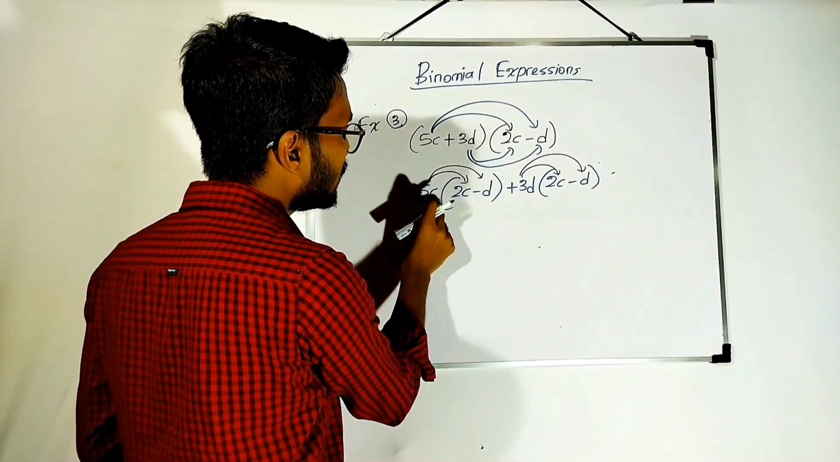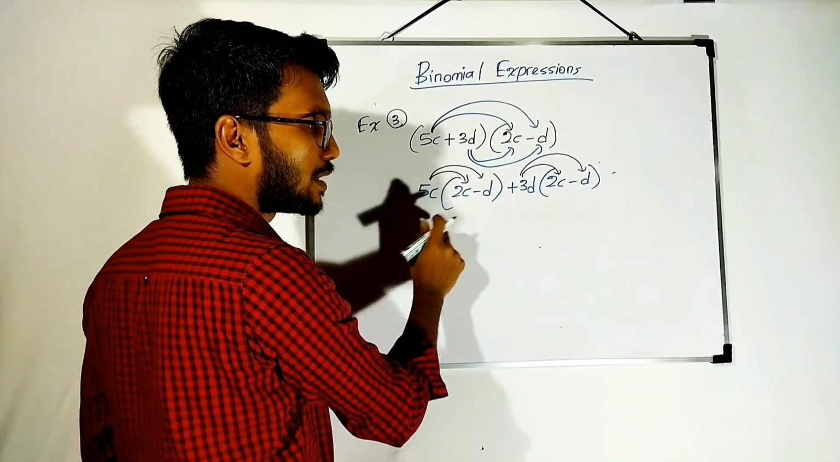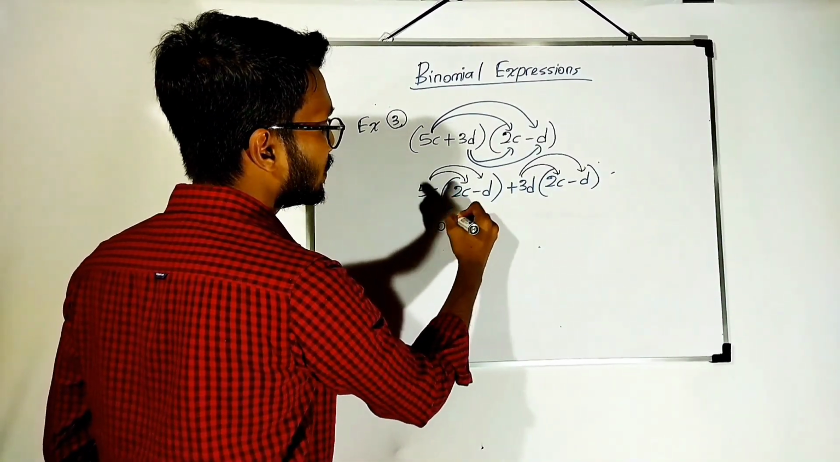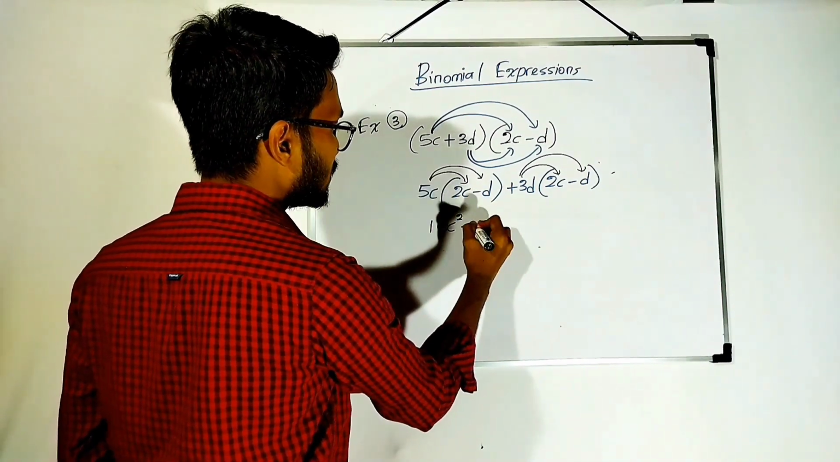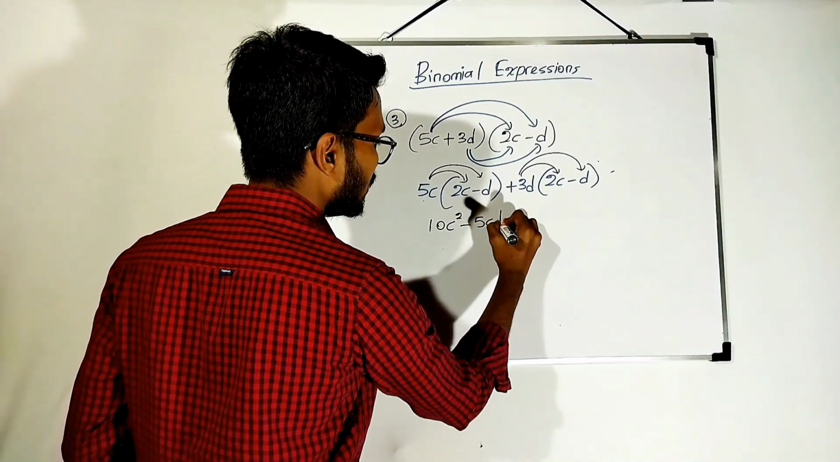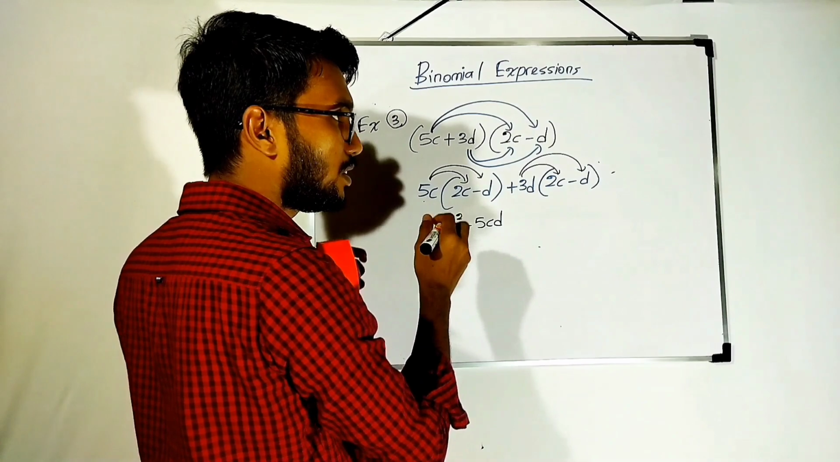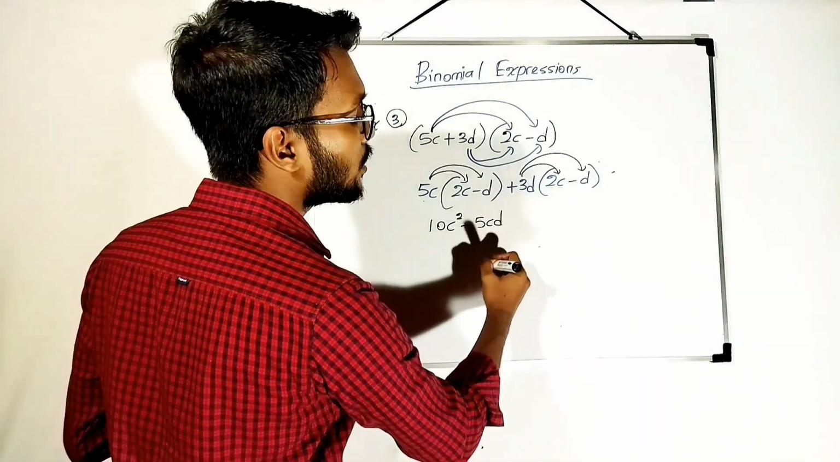Now here 5c into 2c: first of all we need to multiply the numbers, then after that we need to multiply the letters. 5 into 2 is 10 and c into c is c squared. Plus into minus, 5c into d is equal to 5cd. Here we can write dc or cd, but we need to write in alphabetical order.